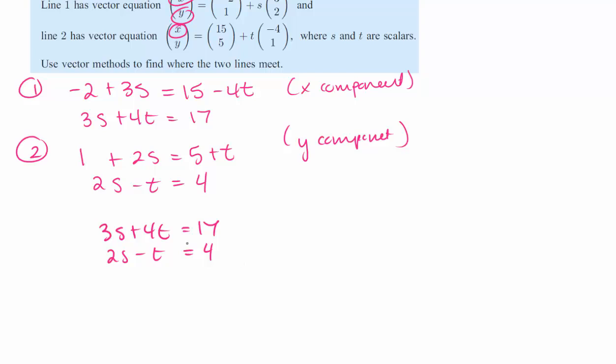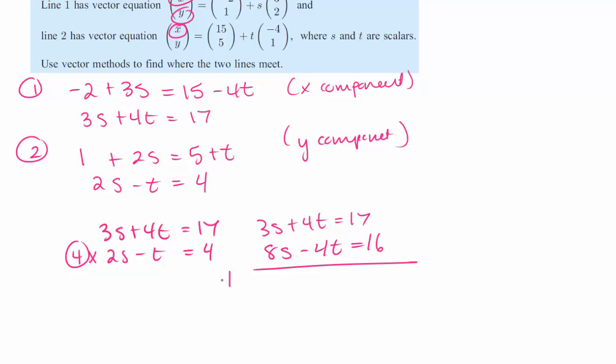And then for me to use either substitution or elimination, I can multiply this second one by 4. The first equation stays the same. Then I have 8s minus 4t is equal to 16. If I add those together, 11s is equal to 33, and s is equal to 3.